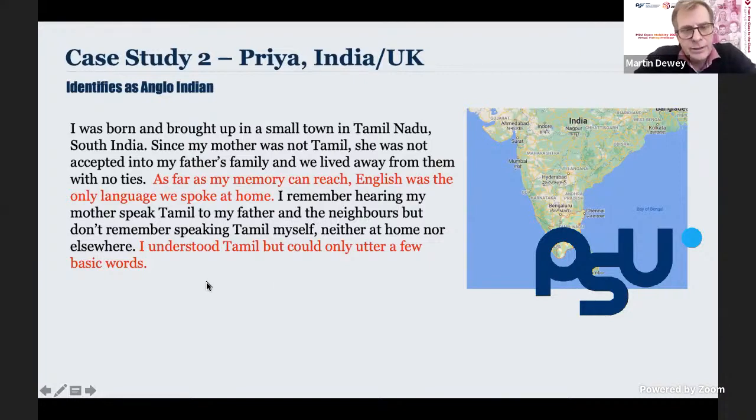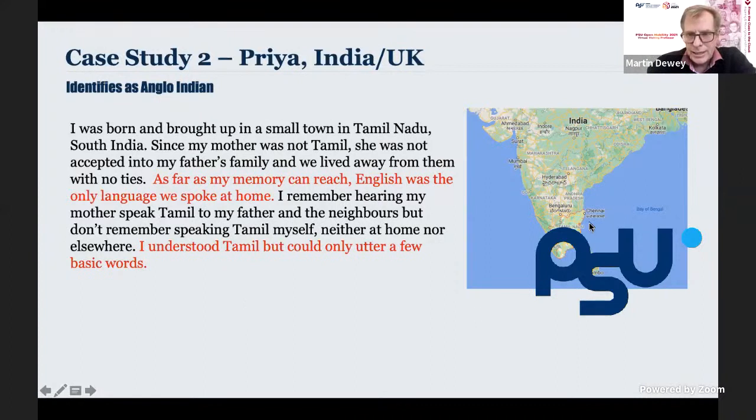But she talks about her identity in relation to the languages that she spoke growing up. Since my mother was not Tamil, she was not accepted into my father's family, and we lived away from them with no ties. As far as my memory can reach, English was the only language we spoke at home. So what's really important to highlight here is that she identifies as Anglo-Indian because she is of mixed heritage, but also because she considers English to be her first language. It's her mother tongue. Okay, so I remember hearing my mother speak Tamil to my father, but I don't remember speaking Tamil myself. So she does speak Tamil, but as a child, she could only utter a few basic words.